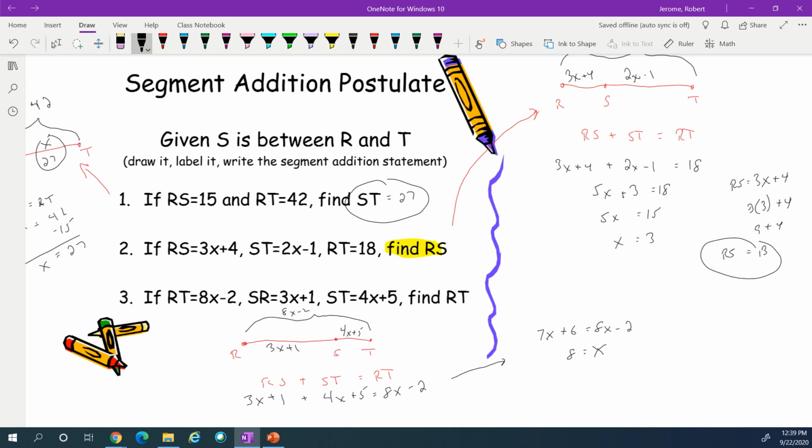I reread the question, which says find RT. Well, RT is 8x minus 2. So substitute 8 times 8 minus 2, 64 minus 2. RT equals 62.